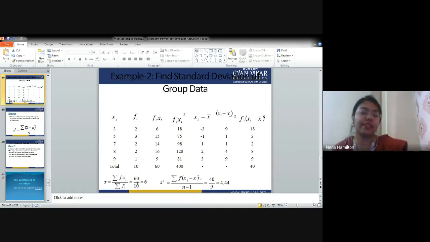So you will write 60 divided by the total number of observations, which is 6, right? Then you have to find the standard deviation: square root of the sum of f times x minus x bar whole square. The answer is 40 divided by 9, which is 4.44, right? So this is what the standard deviation is. Okay.